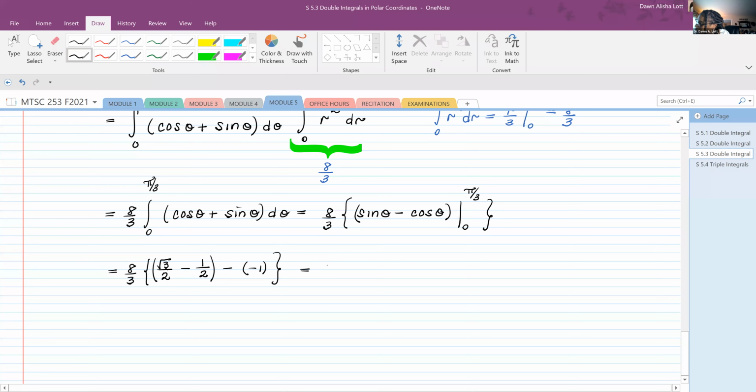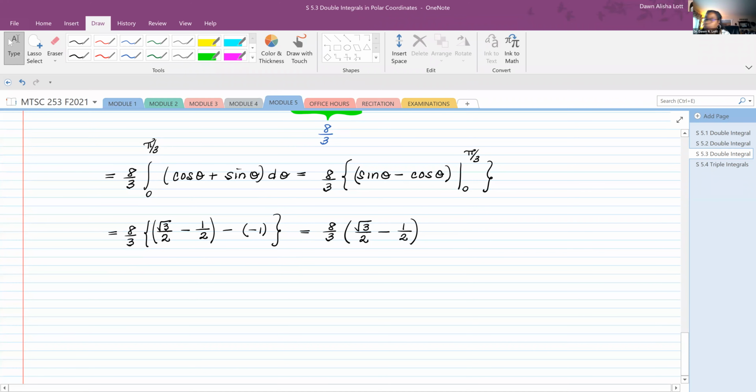So that looks like 8/3 times the root of 3 over 2 minus 1/2. So I can kill off the 8. And why do I have minus? Yep, this should be plus. So therefore this becomes 4/3 times the root of 3 plus 1. And I'm done.